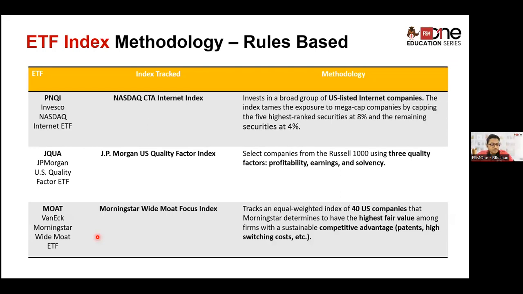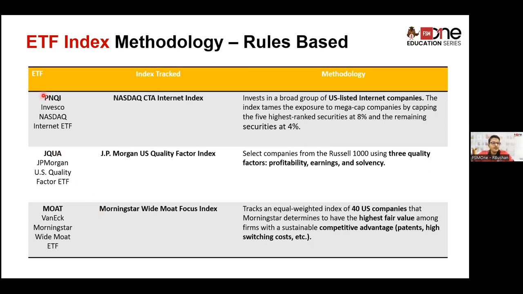Another type of methodology that can be used here is rule-based methodology, for example. These are your so-called smart beta ETFs. Smart beta is in between active and passive management, where active is whereby there's no underlying index. Whereas smart beta has an underlying index, but it is not as straightforward as the broad market indexes. They have certain rules on how the index is formed.